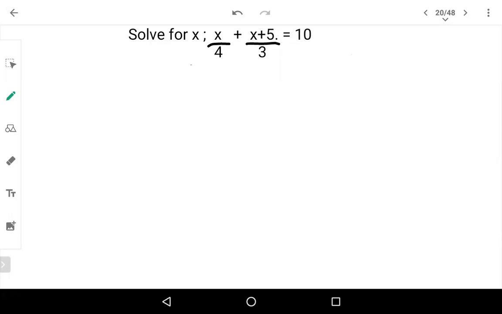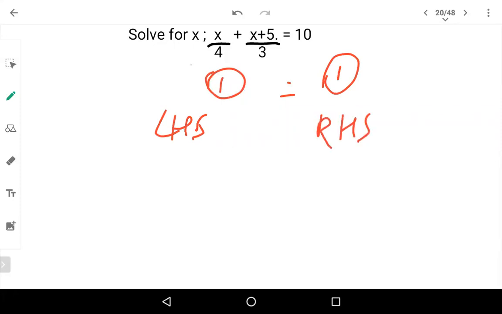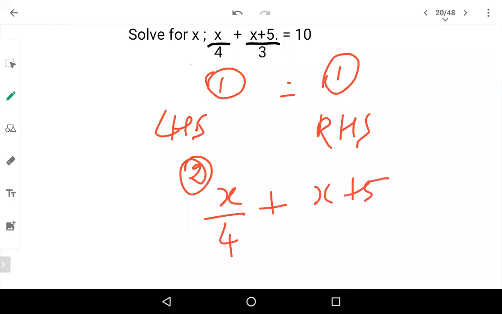Now, until now, you had expressions or equations where you had only one term on your LHS and only one term on RHS. Correct? Now, let us move to the next level and we'll be solving two or more terms on the RHS and LHS. So if you see here, you have x by 4 plus x plus 5 by 3.